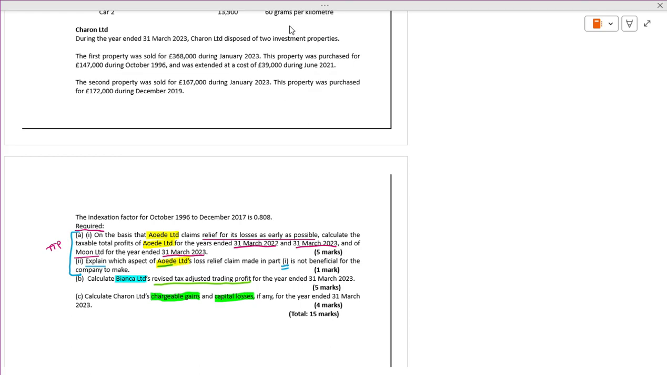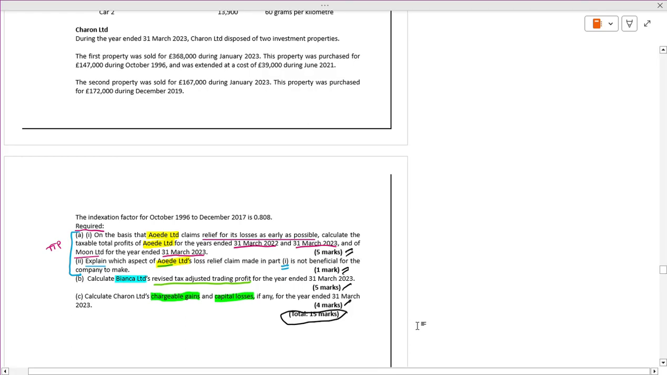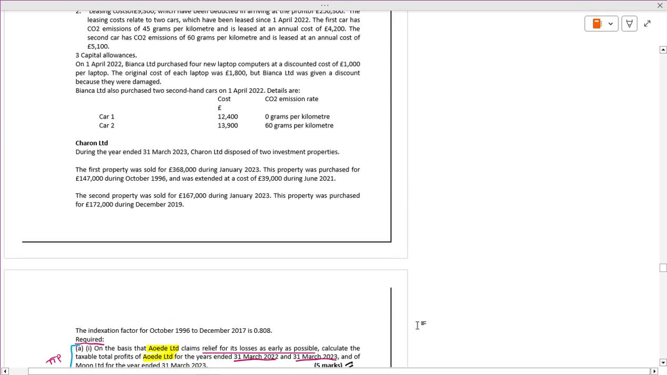In this process, if you are talking about Aoede's relief claims and the taxable profits, it is 5 marks. Okay, for giving the reasons, it is 1 mark, and revised tax adjusted trading profits is 5 marks, and chargeable gains and chargeable losses 4 marks. Total marks are going to be how much? 15 marks. That's very important. Okay, that's very specific.